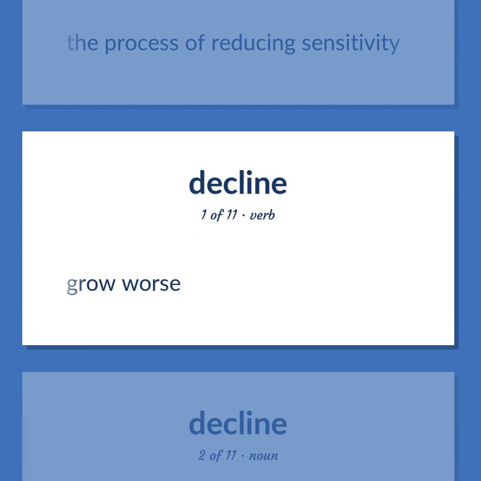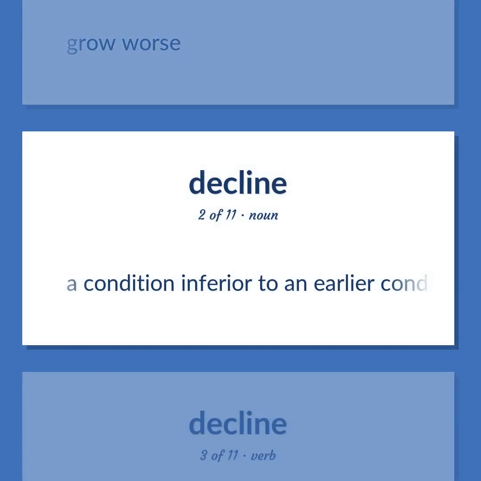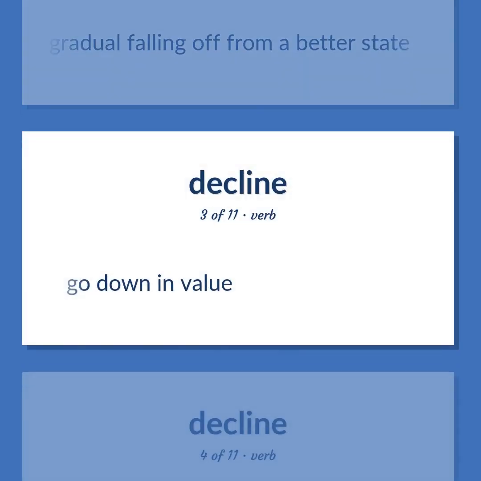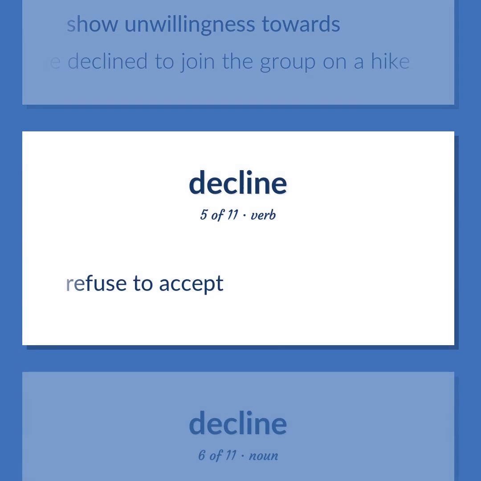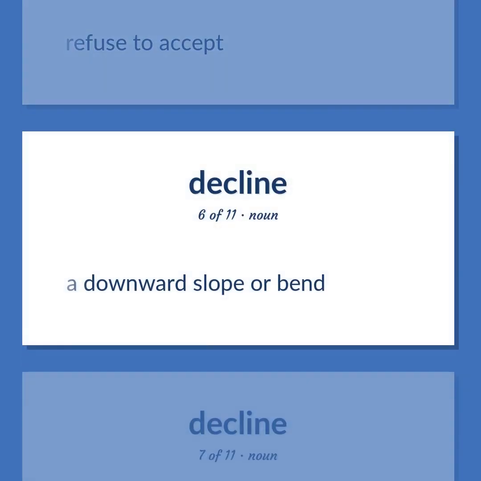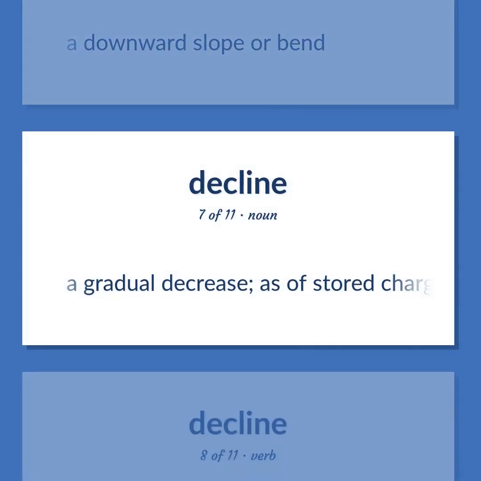Grow worse. A condition inferior to an earlier condition, a gradual falling off from a better state. Go down in value. Show unwillingness towards. He declined to join the group on a hike. Refuse to accept. A downward slope or bend. A gradual decrease, as of stored charge or current.